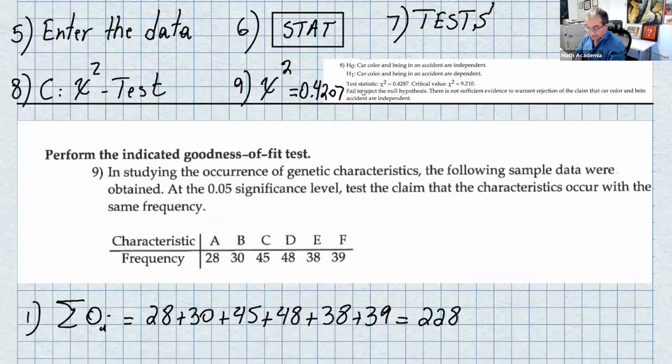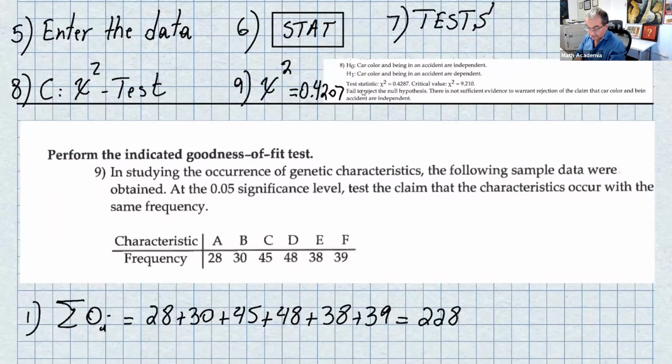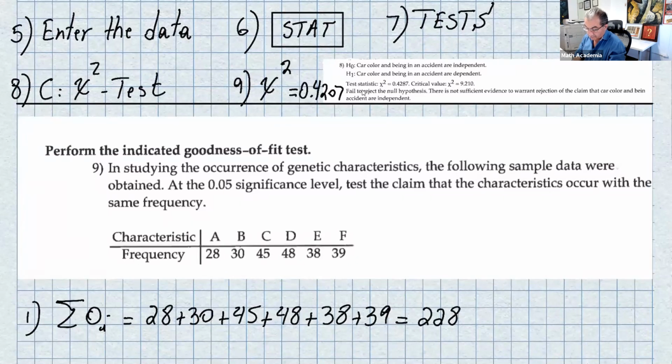Number 9, goodness of fit. So this is a goodness of fit problem. Let's read it. In studying the occurrence of genetic characteristics, the following sample data were obtained. At the 0.05 significance level, test the claim that the characteristics occur with the same frequency.